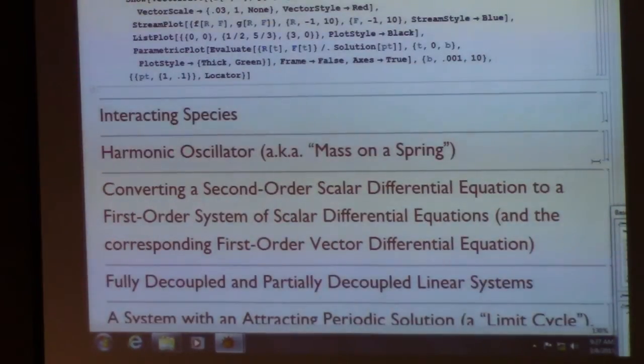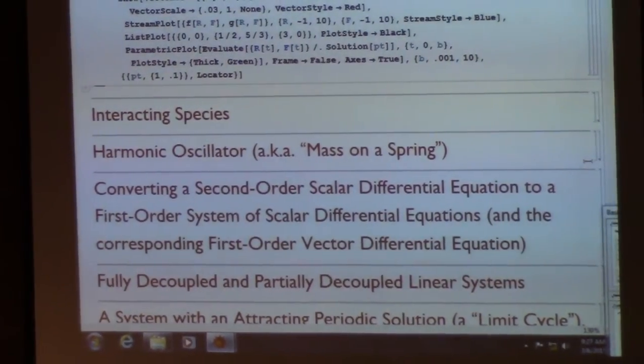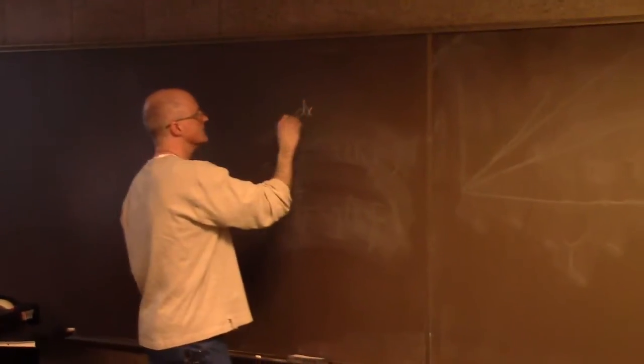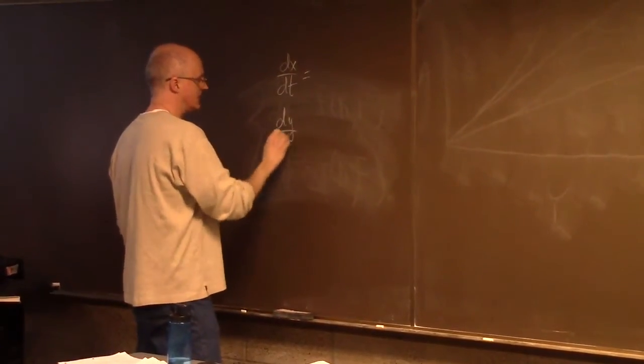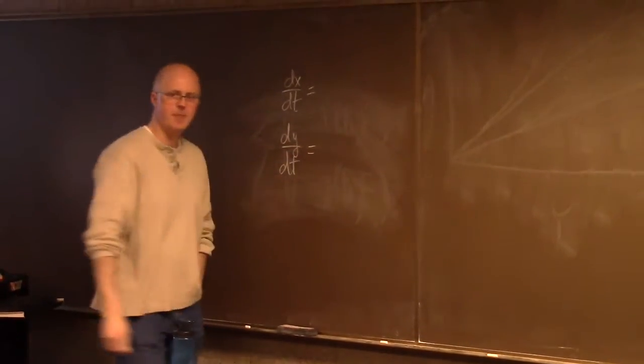All right, let's do another example, in more detail than we had time for on Wednesday, of a partially decoupled linear system. This is something you should be able to do for exam 2, is to solve such a system.